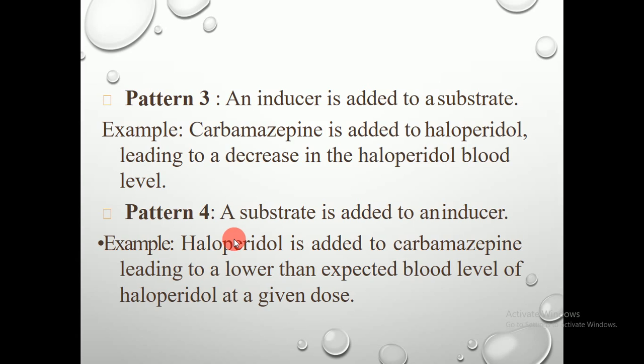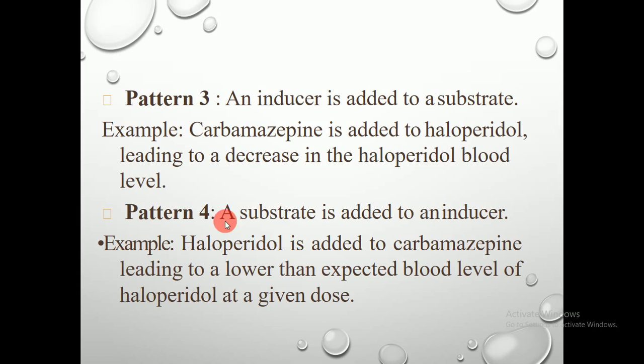Pattern 3: if an inducer is added to the substrate, what will happen? For example, carbamazepine, which is used in the treatment of seizures and epilepsy, available in the market as Tegretol. If carbamazepine is added to haloperidol, which belong to the same category, then when the inducer is added to the substrate, it will lead to a decrease in the haloperidol blood level.